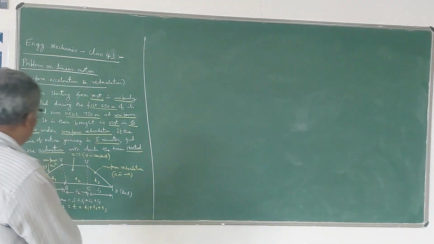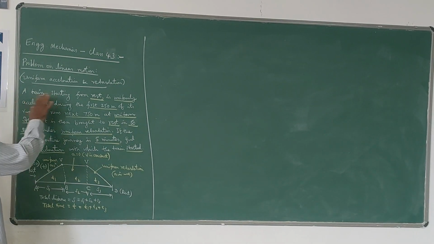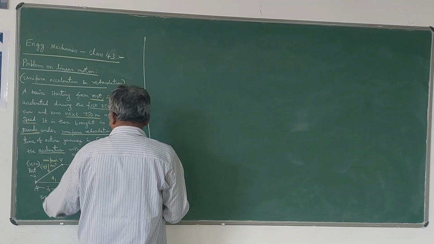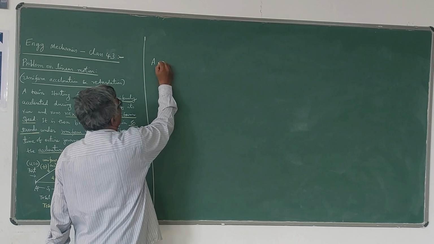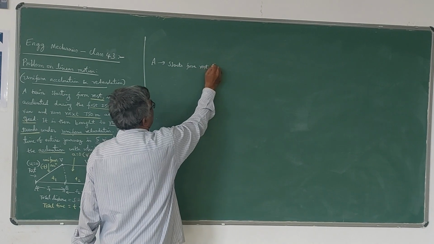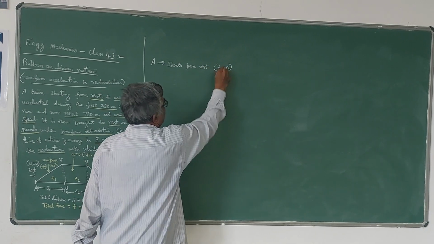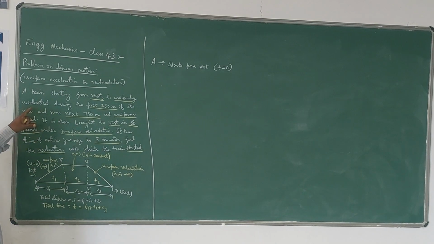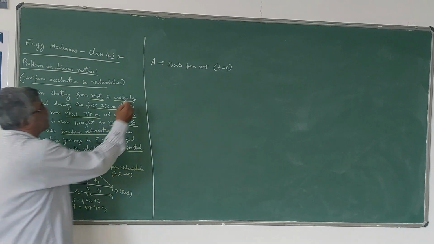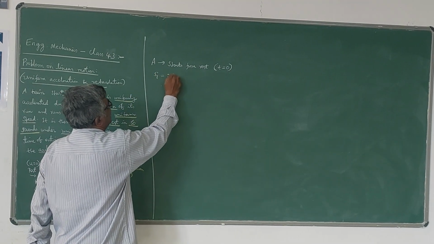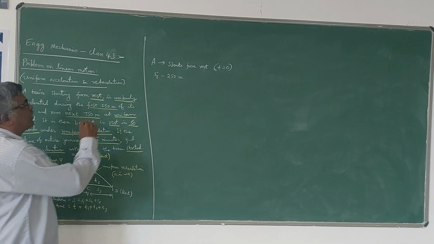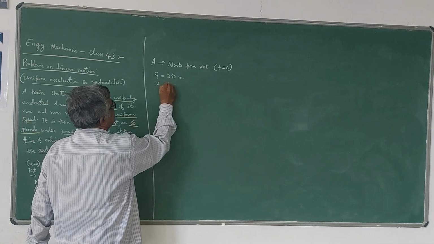If you observe this problem, let us start like this: a body starting from rest. A is the point where it starts from rest, that means when t is equal to 0 initially. Then it is uniformly accelerated during the first 250 meters. That means here S1 is given. S1 is equal to 250 meters. And initially the initial velocity is 0 because it is starting from rest.